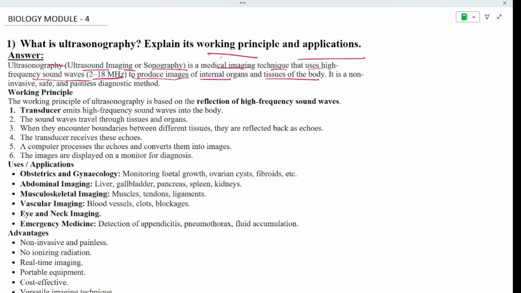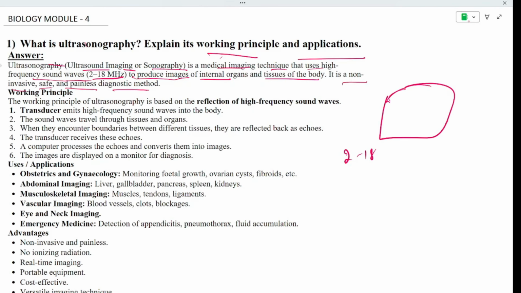I hope you have heard the word ultrasound, right? That is nothing but the scanning, as we say easily. It is a medical imaging technique. The imaging will be produced on a sheet, and they'll give that printout. High frequency sound waves, from 2 to 18 megahertz, are produced to create images of the internal organs that need to be examined, and the tissues of the body. It is a non-invasive, safe and painless diagnostic method. I hope you understood this.